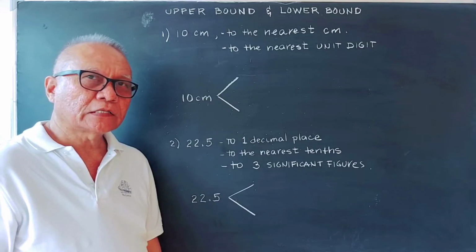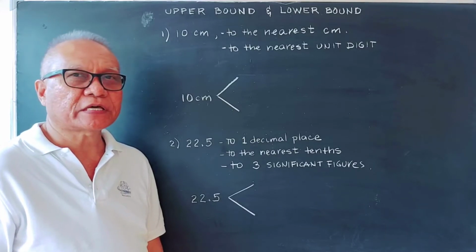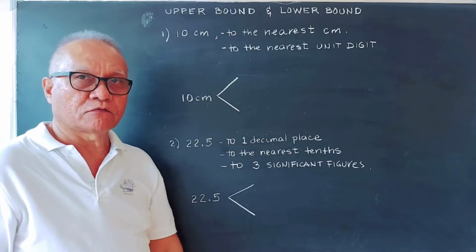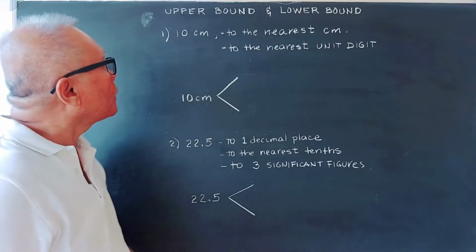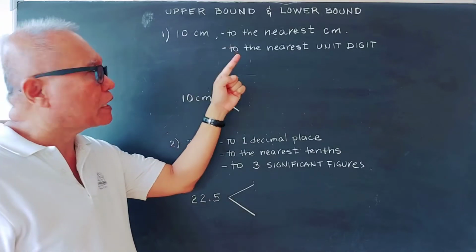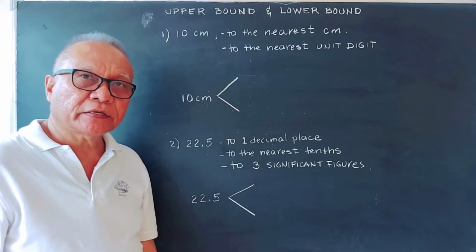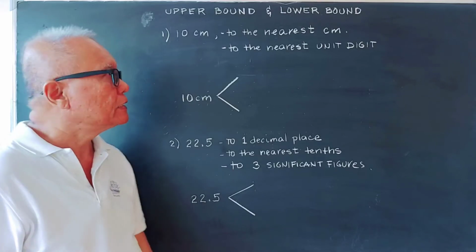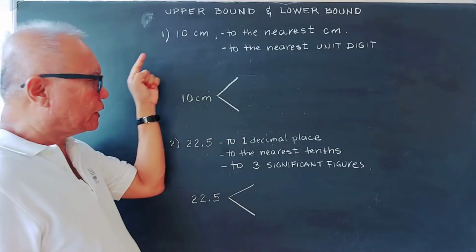Good morning, learners. Today we are going to study about upper bound and lower bound of our measurement. What do you mean by upper bound and lower bound? It means that it is the range that our actual measure of the object lies. So let's have an example here.